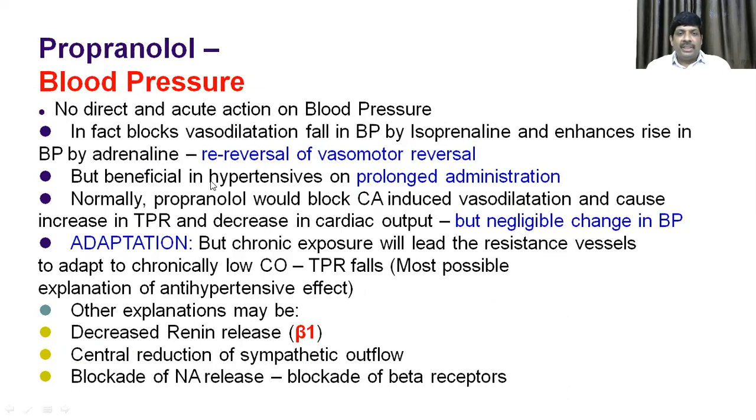But it is beneficial in hypertensives on prolonged administration. On prolonged administration, if you give it, it is beneficial for BP reduction. Normally, propranolol would block catecholamine-induced vasodilatation and cause an increase in total peripheral resistance and a decrease in cardiac output. But a negligible change in BP will occur.